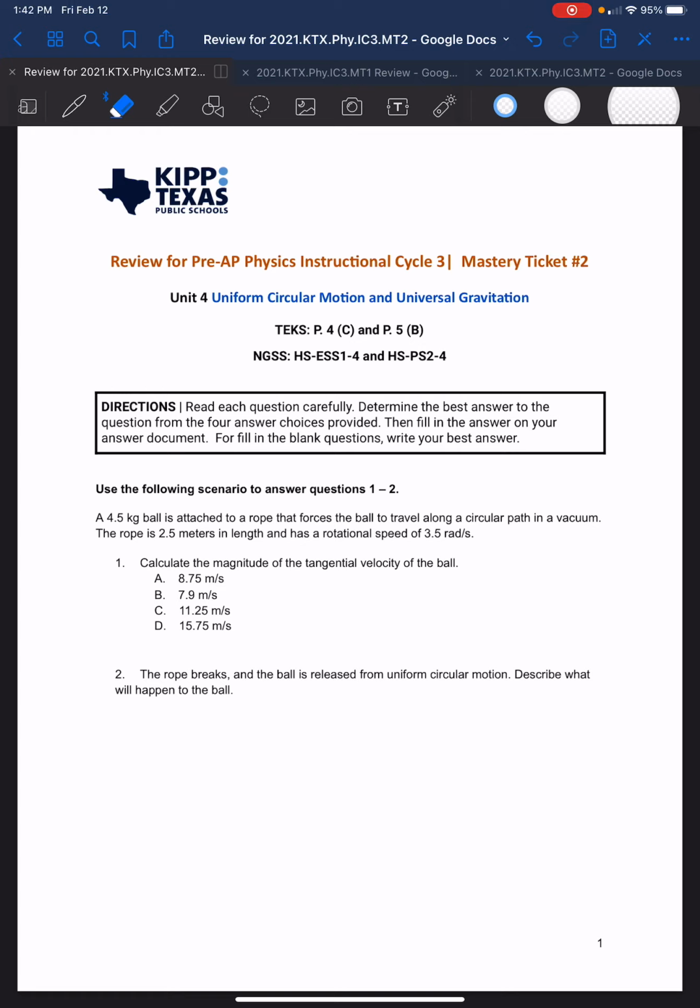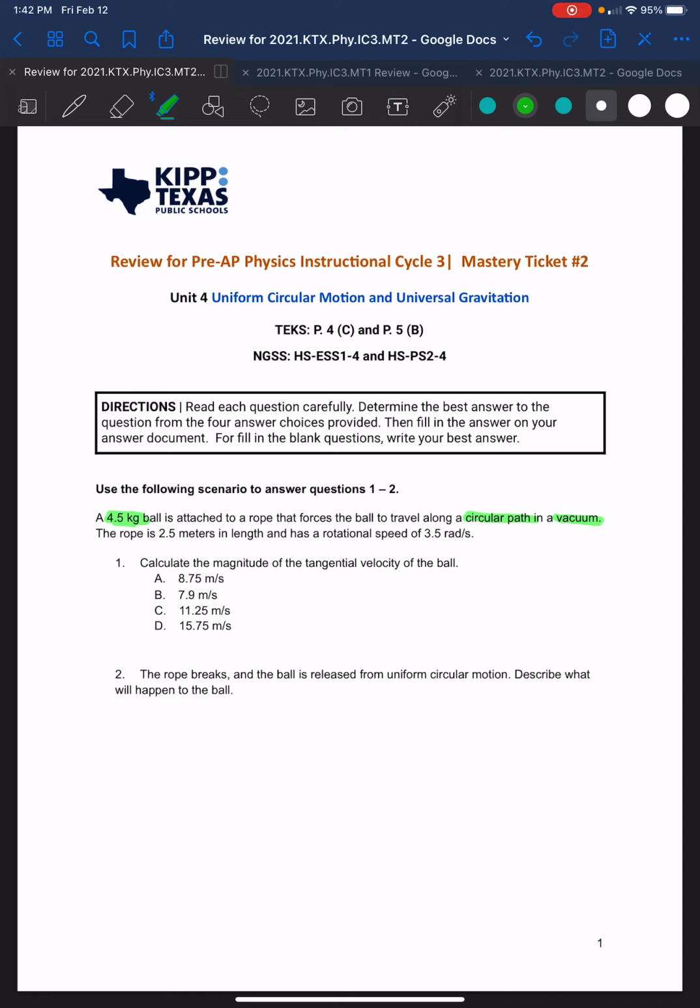A 4.5 kilogram ball. So I'm going to go ahead and highlight. We know by now that this is our mass. Is attached to a rope that forces the ball to travel along a circular path. So that's important information. Also, this vacuum is important because anytime it says vacuum in a problem, it means there's no other forces acting on the object that we're talking about. And what that's going to tell you is that the velocity is going to be a constant. It's not changing. That's the key there.